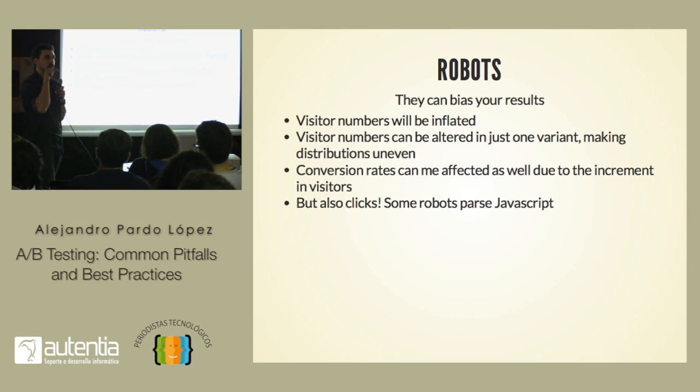They can be stuck in one of your variants, and then, you know, for base you have 1,000 visitors, for variant you have 10,000. You're screwed. Your visitor distribution is not equal, it's not 50-50, therefore you cannot trust the results.